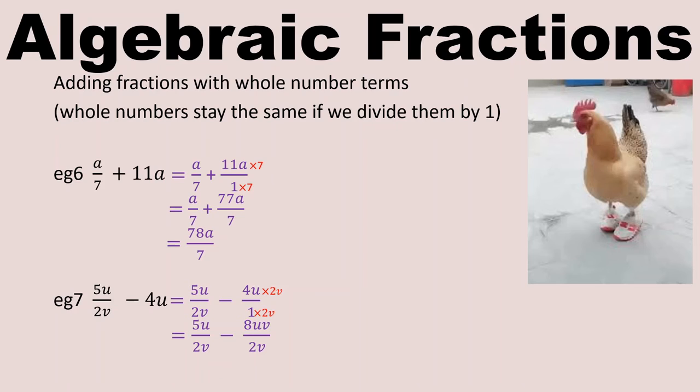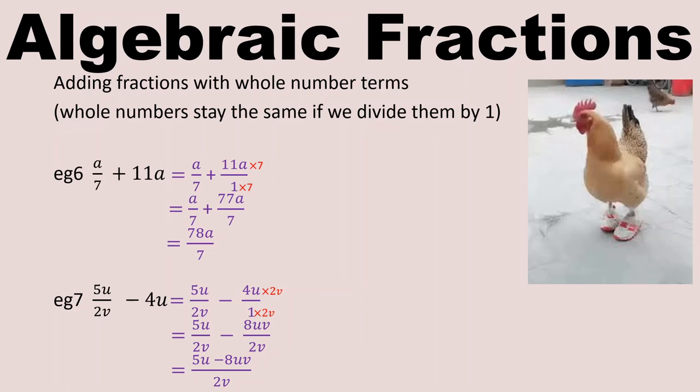Now that we have our common denominator, we know the denominator of our answer will be 2v, and we just need to subtract our numerators as it says in the question. So 5u minus 8uv over 2v. Now since 5u and 8uv are not like terms, they don't have all the same variables in them, we can't simplify. We could see if we can simplify the fraction.